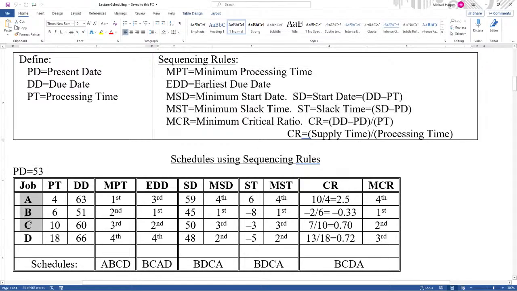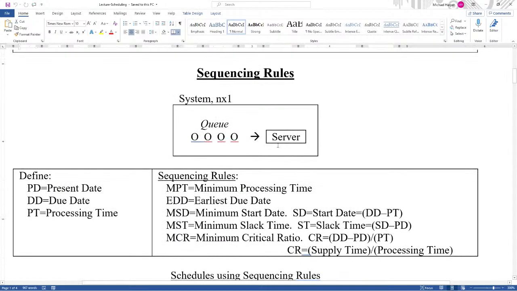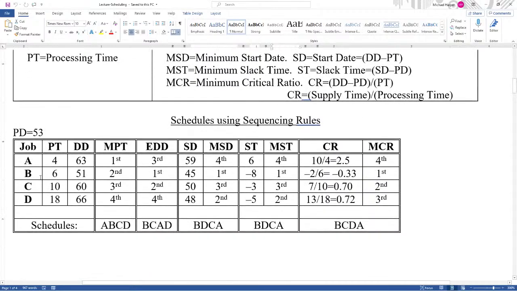First, let's assume we have 4 jobs, A, B, C, D, and along with each one of these jobs comes a processing time. Now, PT is processing time. Let's use a unit of days. So job A takes 4 days to be processed through the server, and it's waiting in line. Okay, B takes 6 days, C takes 10 days, and D takes 18 days.